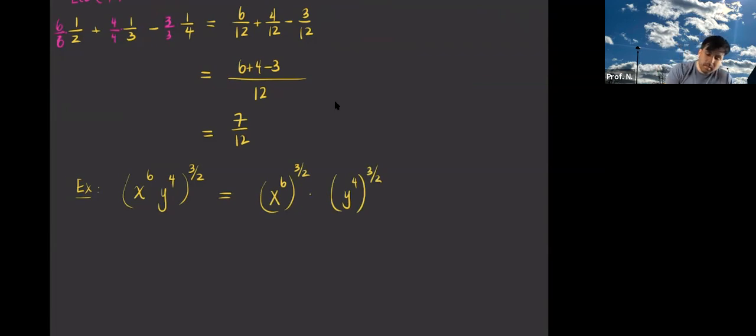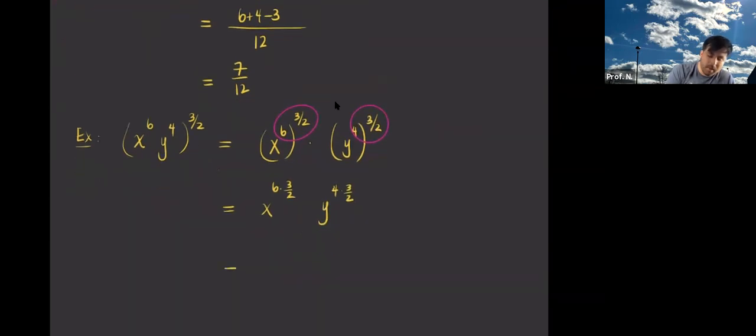And then these exponents here are being multiplied to one another. So I get x to the 6 times 3 halves times y to the 4 times 3 halves. 6 times 3 halves, the 2 goes into the 6 3 times, so 3 times 3 is 9. The 2 goes into the 4 2 times, and then you get 2 times 3 is 6. And this is my final answer. So x to the 6 times y to the 4th quantity, the whole thing raised to the 3 halves, is equal to x to the 9 times y to the 6.